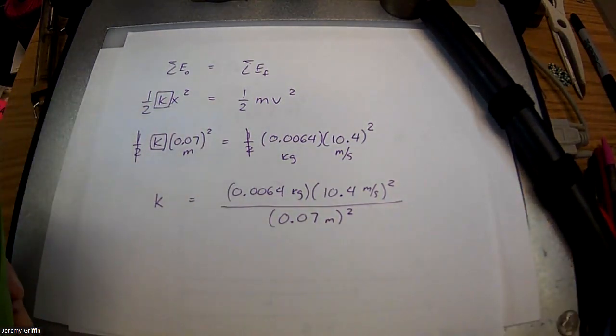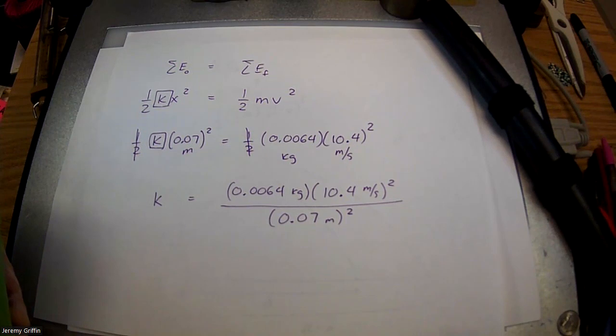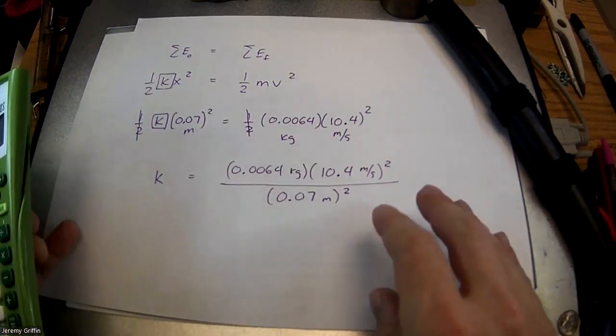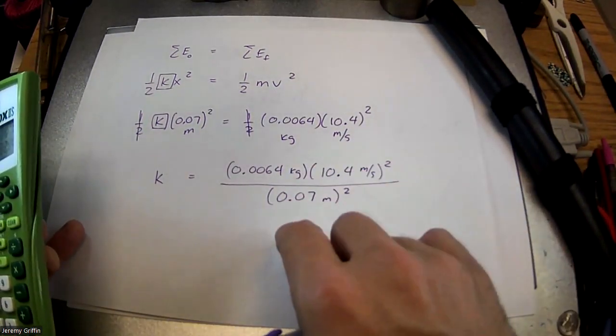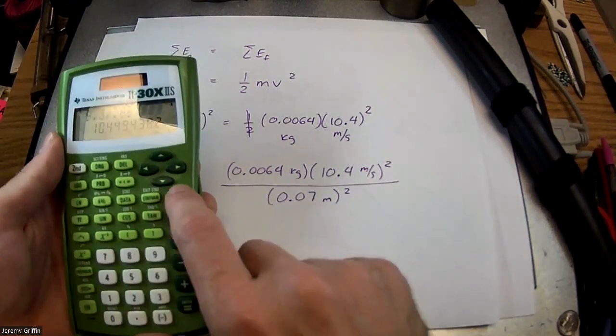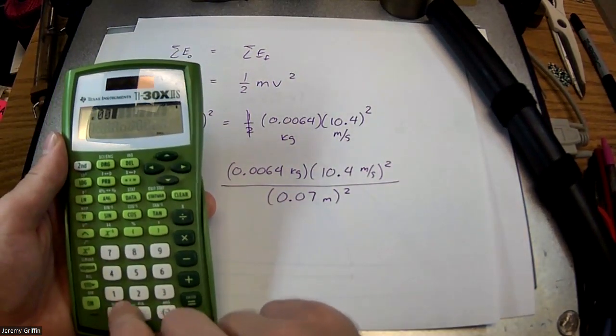Now I'm going to make a guess before I chug all the stuff. My AP class earlier today was getting somewhere between 100 and 200 Newtons per meter. That sounds about the correct order of magnitude, so it's probably going to be somewhere in that ballpark. Let's find out, because I don't actually know.